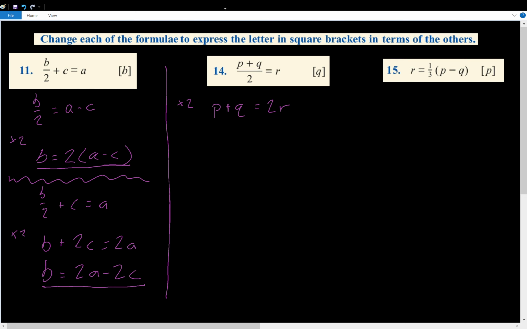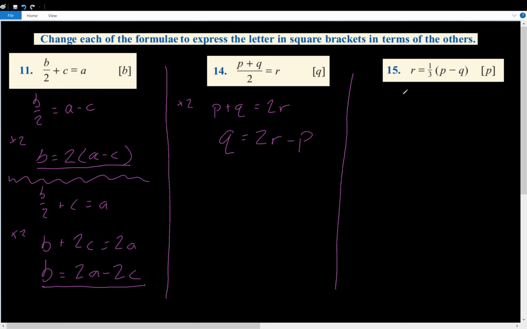And then all we have to do then is take our p away from the left and leave q behind. So q is equal to 2r minus p. And that's it for 14. Now for 15, we've got r is equal to 1/3 times (p minus q). And we need to get p on its own.